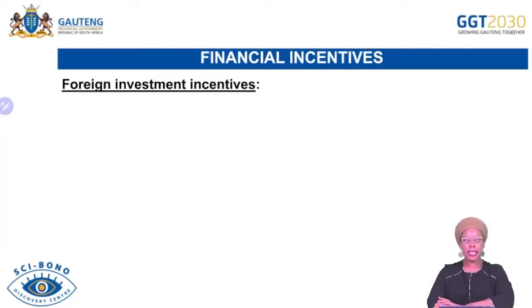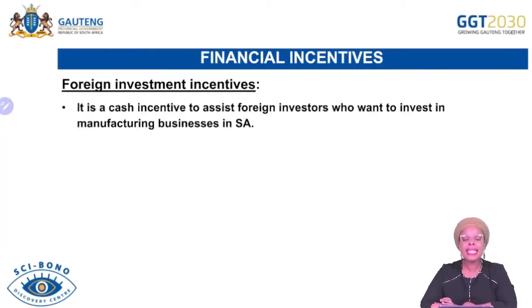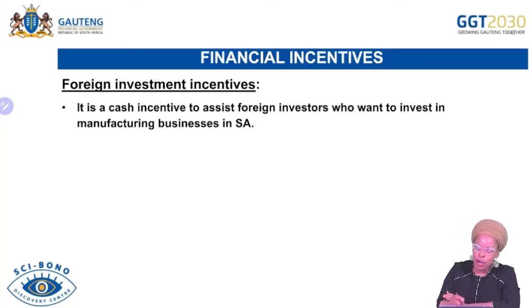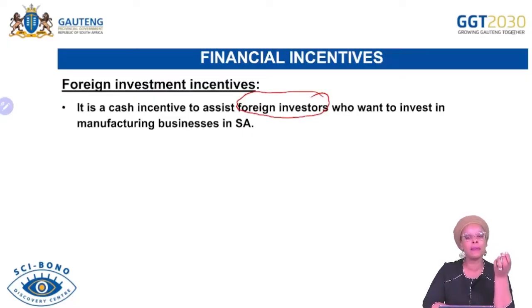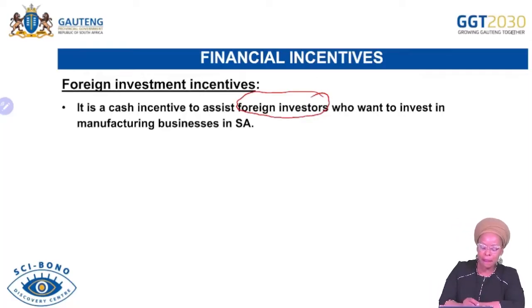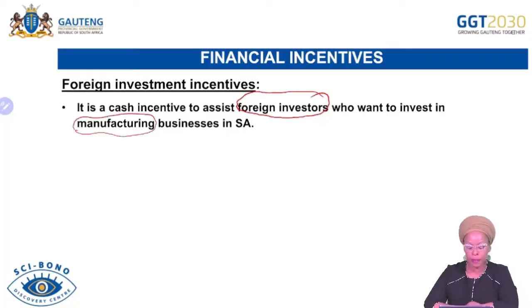We have the foreign investment incentive. This is a cash incentive to assist foreign investors. It is not for local investors. It's for foreign investors, because sometimes you find that the investor has new machinery and new equipment in his country of origin which needs to be transported to South Africa. So it is costly to transport the machinery. So they qualify for this particular grant. But the business should be for manufacturing. Okay, it should be for manufacturing.